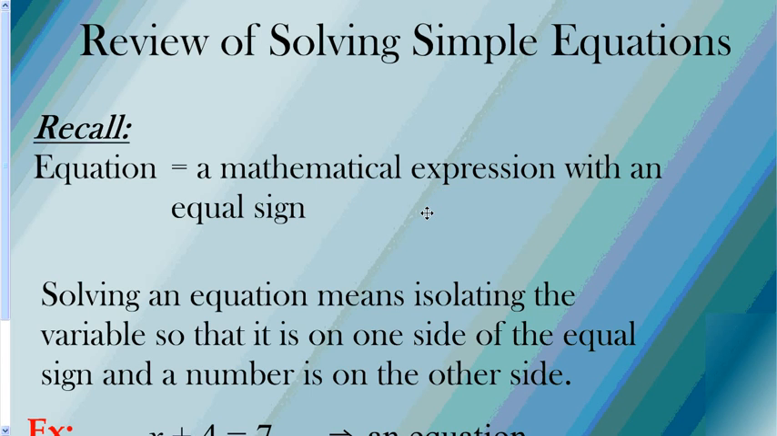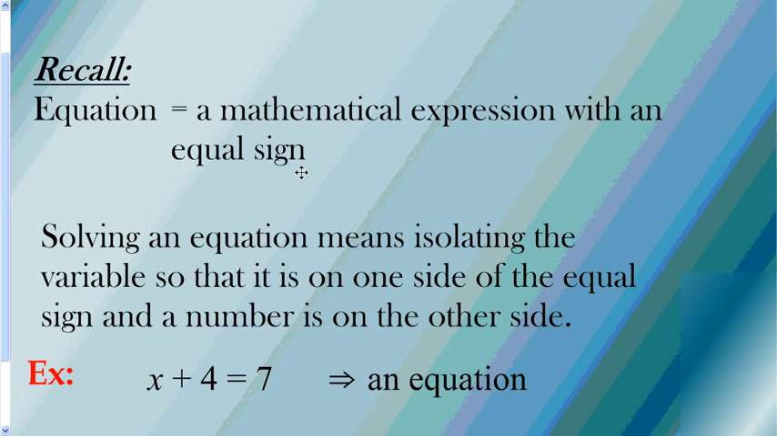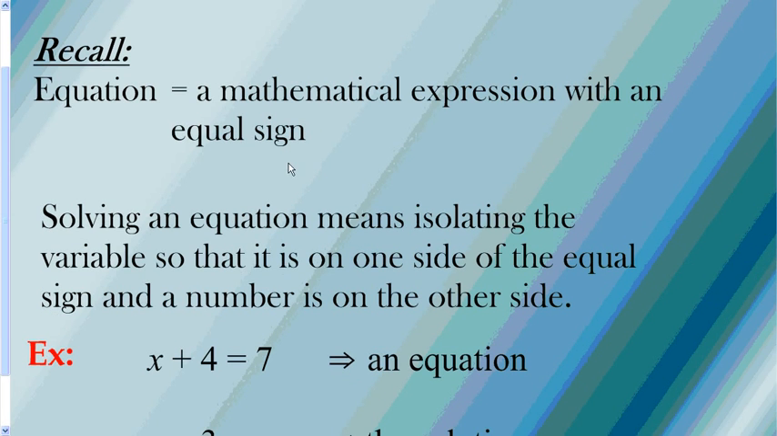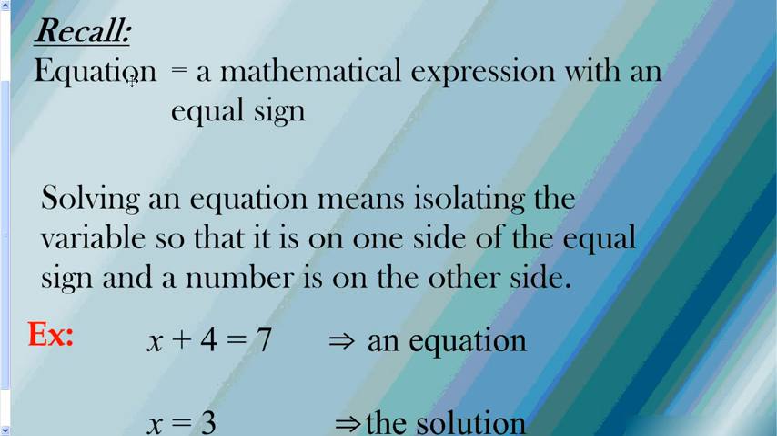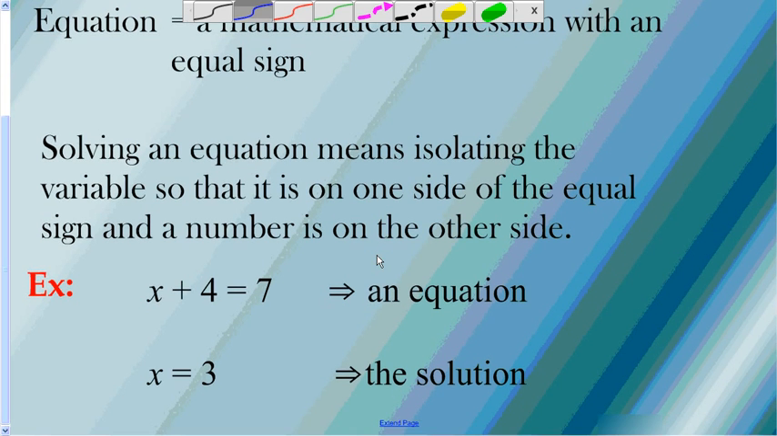We are going to look at solving simple equations, one and two step, and also multi-step equations. So remember that an equation is a mathematical expression with an equal sign. If it doesn't have an equal sign, it is not an equation, it would just be an expression. So it has to have an equal sign to be an equation. Solving an equation means isolating the variable so that it is on one side of the equal sign and a number is on the other side. You need to get the variable by itself if you want to solve it.